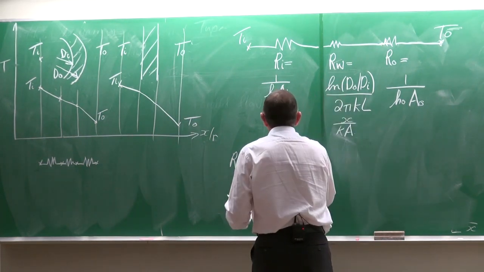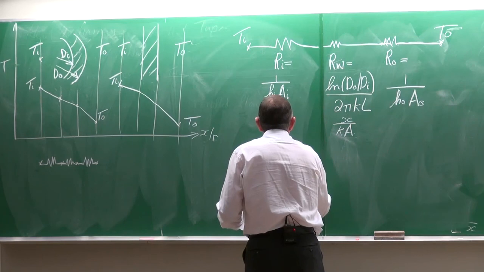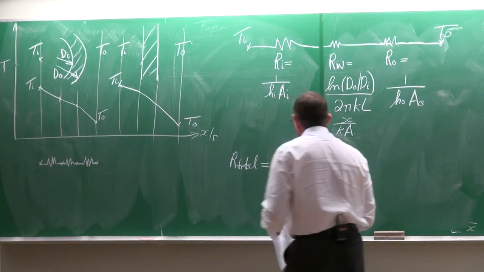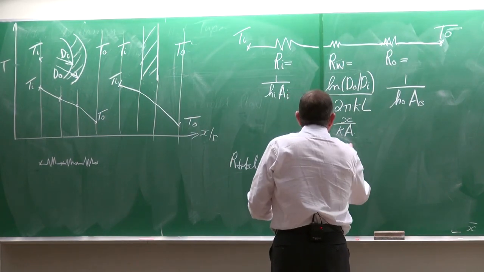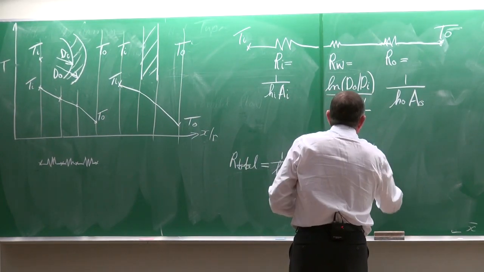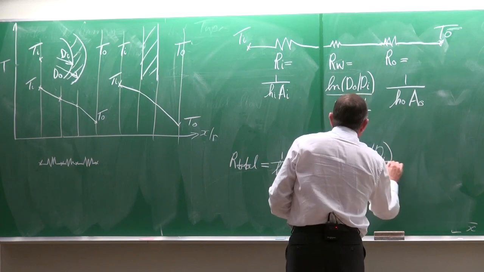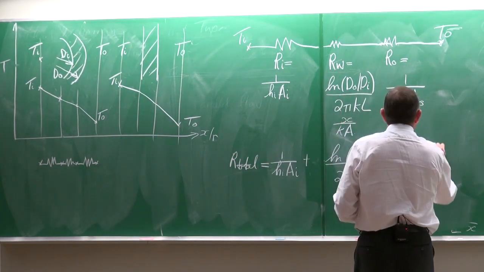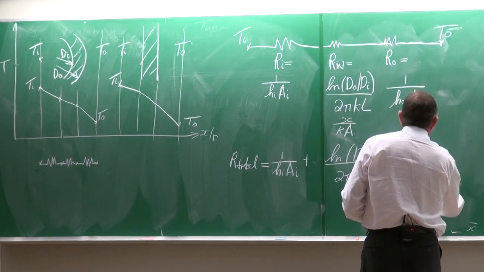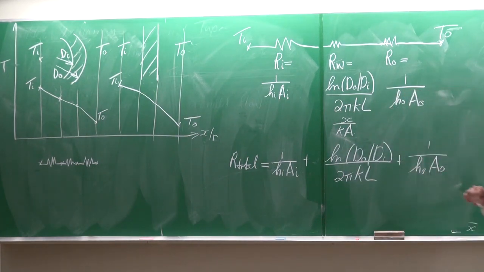So the total resistance is equal to 1 divided by the heat transfer coefficient on the inside, multiplied by the area on the inside, plus the ln of the diameter ratio divided by 2 pi kL, plus the resistance on the outside, which is equal to 1 divided by the heat transfer coefficient multiplied by the area on the outside.